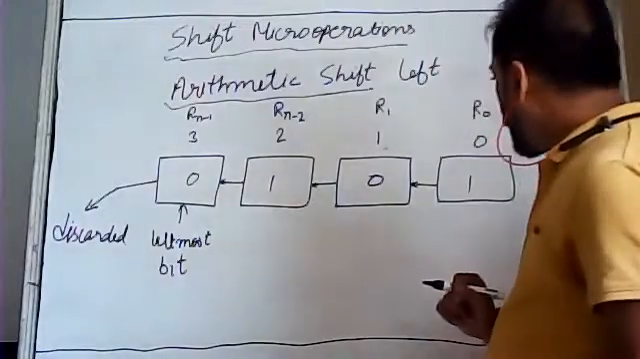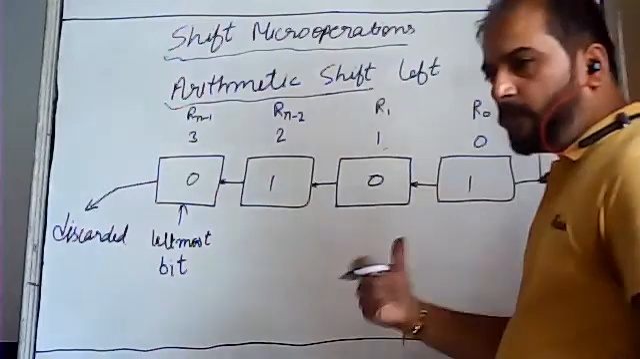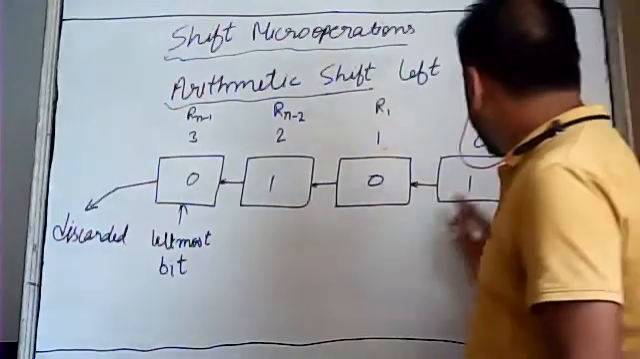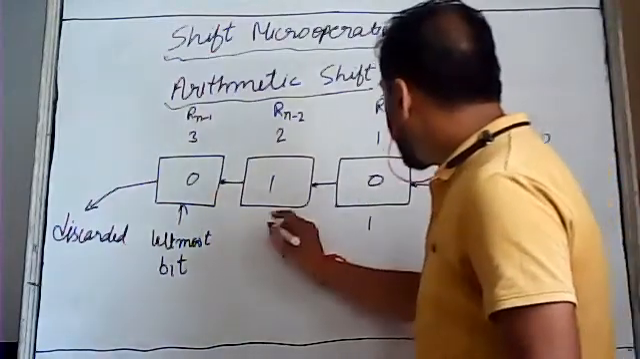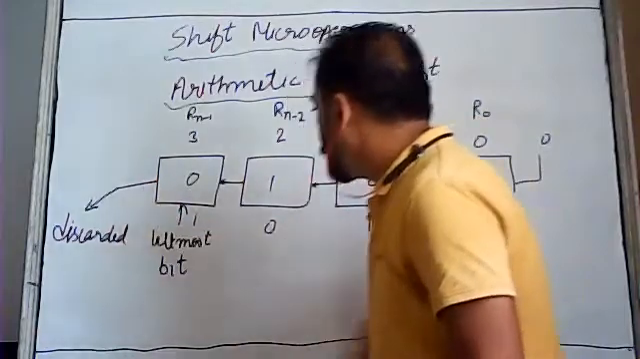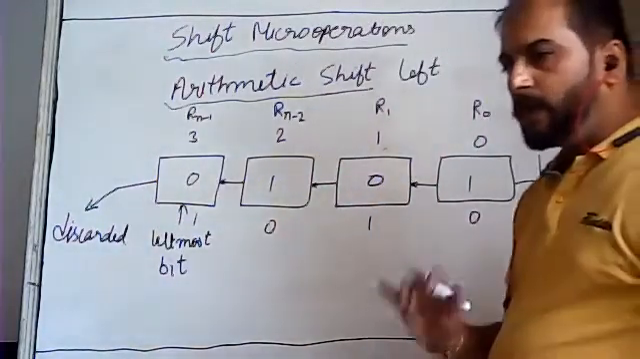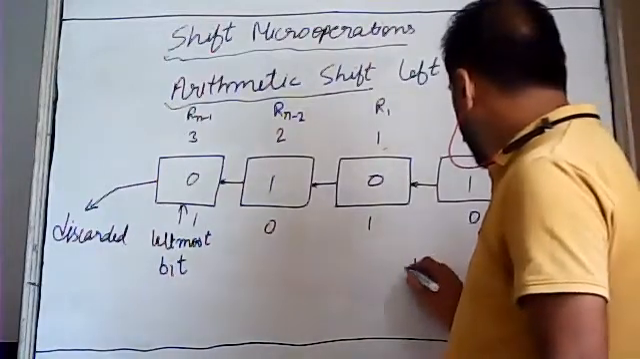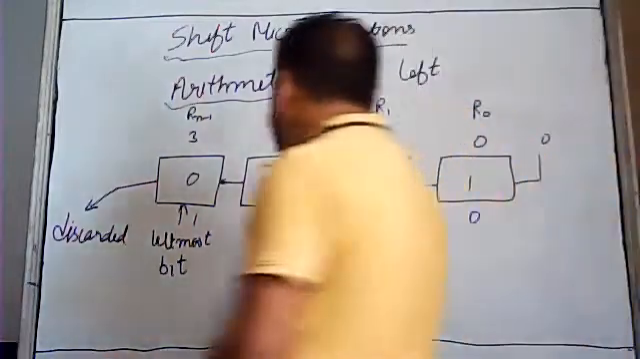Now, here we will insert 0. So when we perform arithmetic left shift, this bit is at this location, and this one is at this, and this one is at this, and this one is discarded. Here we insert 0, and the output is 0, 1, 0, 1.